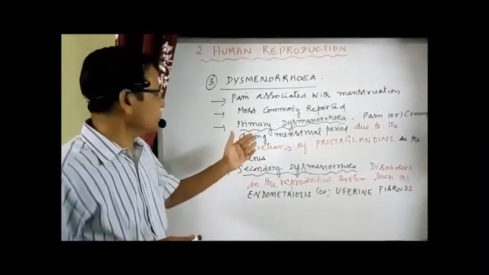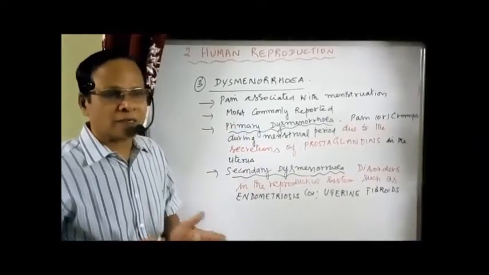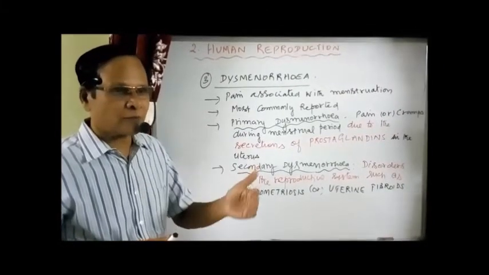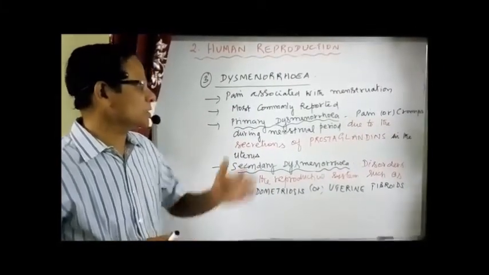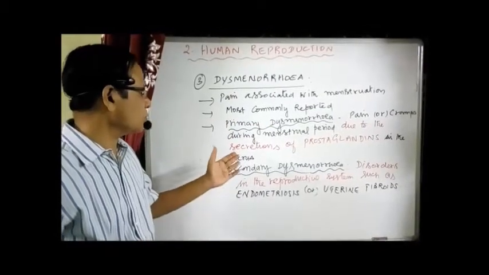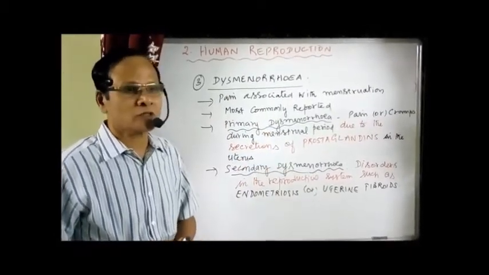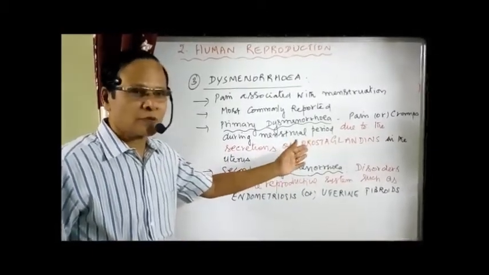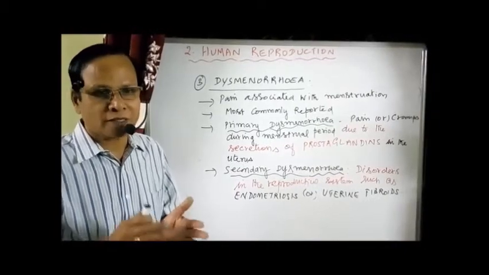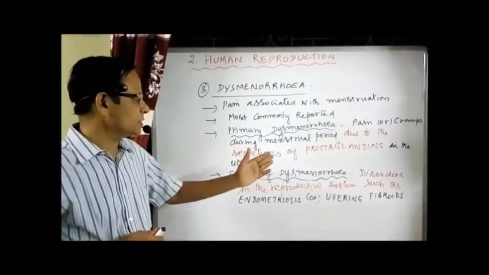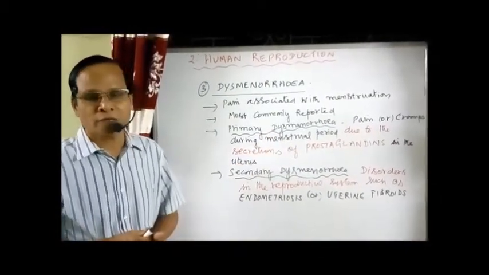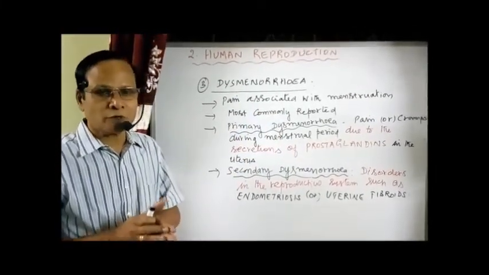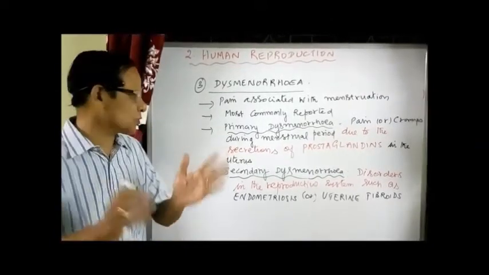What is happening during primary dysmenorrhea? Pain or cramps during menstrual period, particularly during the time of menstruation, just for 5 days. What is the reason for that one? Due to the secretion of one particular hormone, namely prostaglandins, in the uterus. Prostaglandins is a type of fatty acid derivative hormone. When it is secreted in the uterus more than the normal level, it causes primary dysmenorrhea, associated with pain or cramps during the menstrual period.